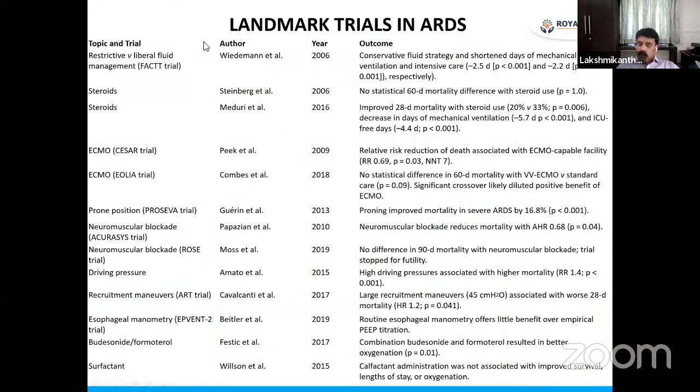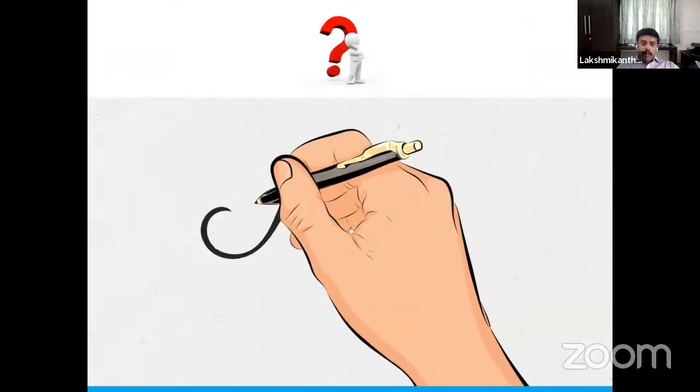These are some of the landmark trials in ARDS. These are the trials that I based my talk on. You can go through them when you have time.